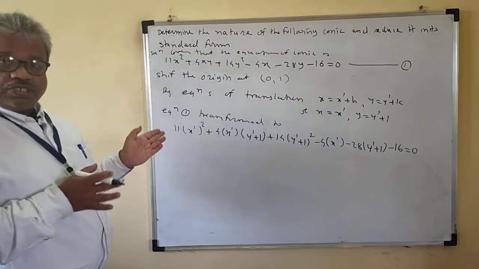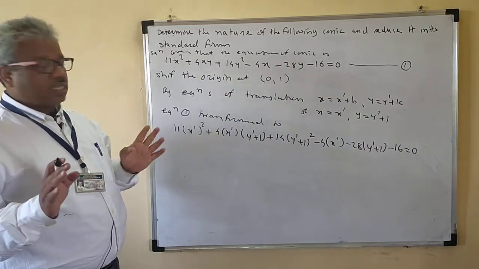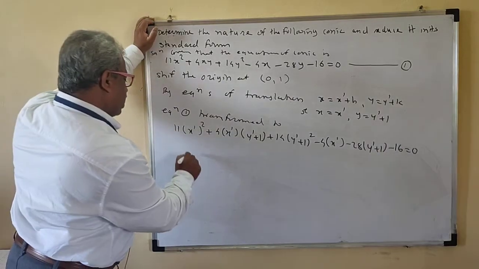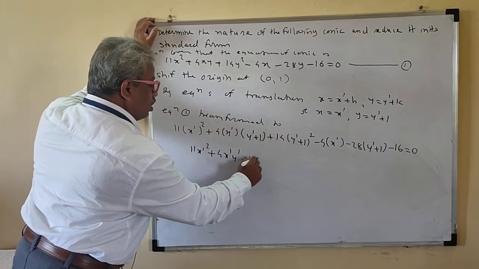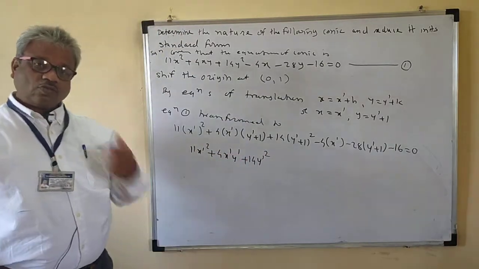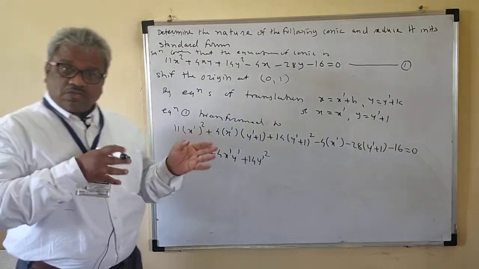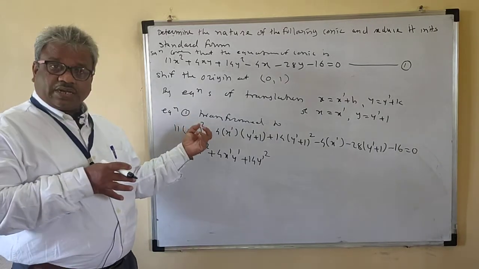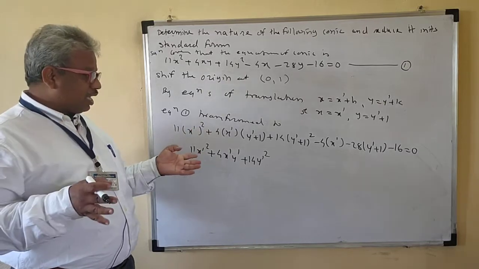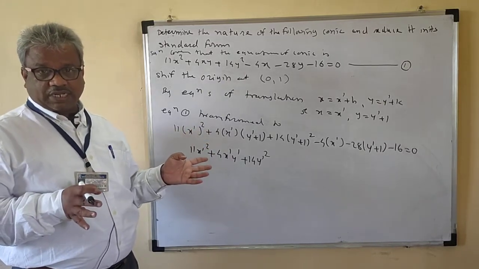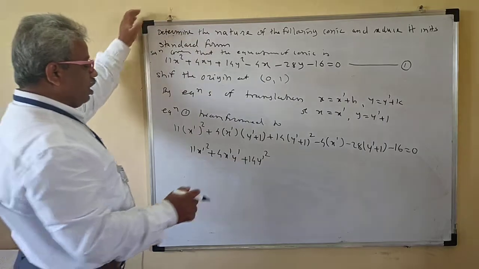So when you shift the origin to some point, the second degree terms will not change. Your second degree terms will be as they are now, only 4x prime y prime plus 14 y prime square. Don't change the coefficient of the second degree terms. Once you shift the origin to the center, the equation is free from the first degree term, so just collect the constant only.